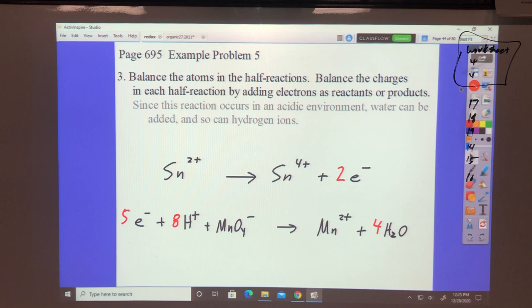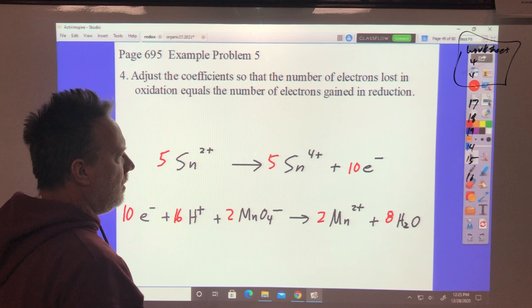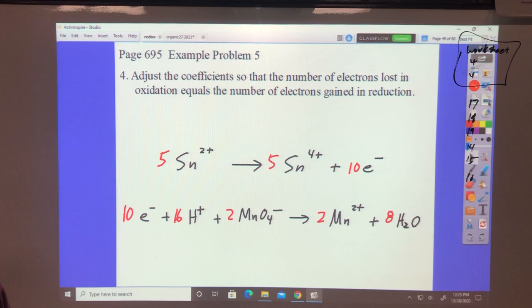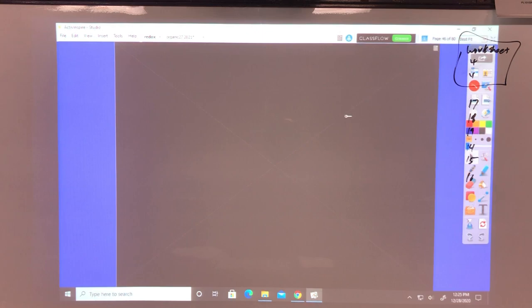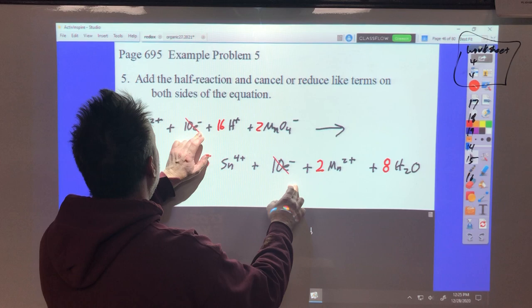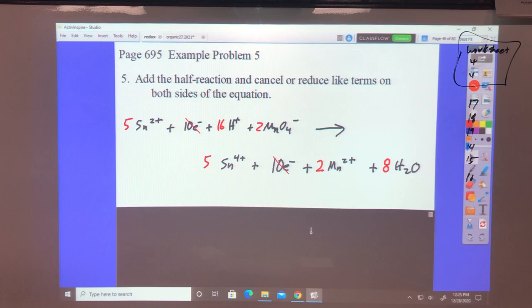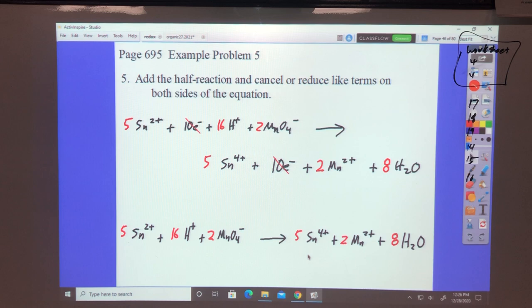Now add the reactions, and we're going to have the electrons cancel. Okay, electrons cancel. So I have five and 16 and two and five and two and eight. I'm just taking the electrons out. This is what's left. Now, we're also reducing like terms, but we don't have any like terms to reduce.